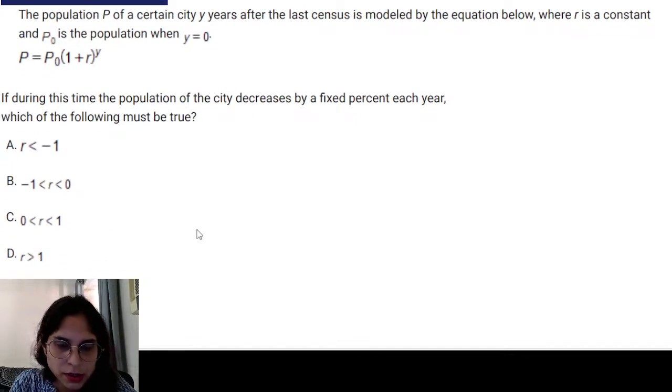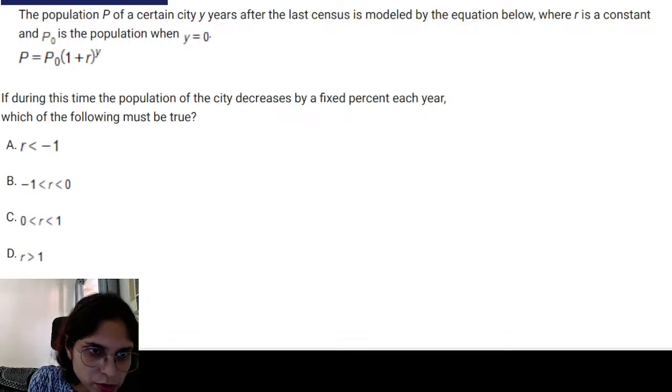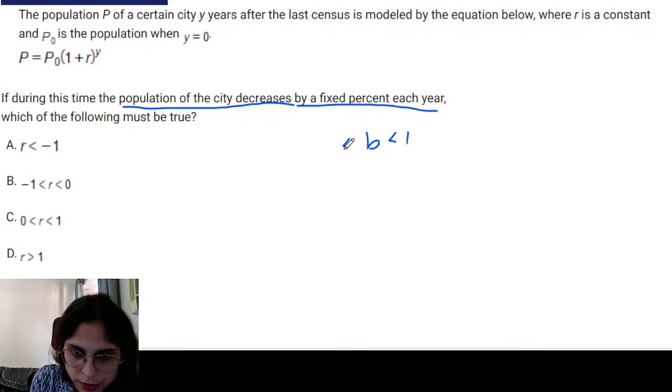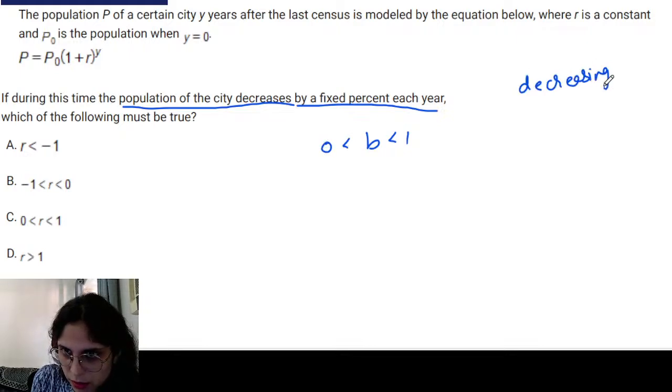Population of a certain city y years after last census is modeled by an equation below. R is a constant, P naught is a population, and y is equal to 0. If during this time the population of the city decreases by a fixed percent, which of the following must be true? So if it is decreasing, that means your b has to be between 0 to 1. Decreasing means that factor has to be between 0 to 1. Increasing means factor has to be greater than 1.